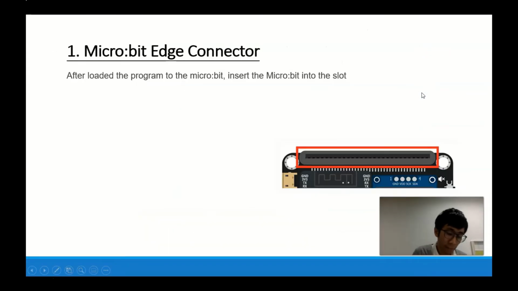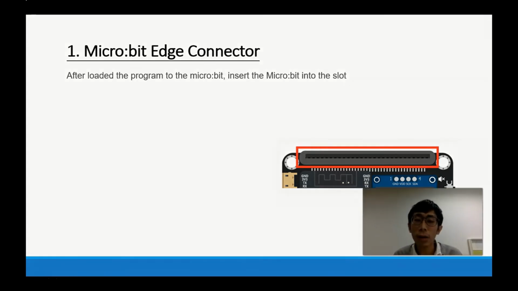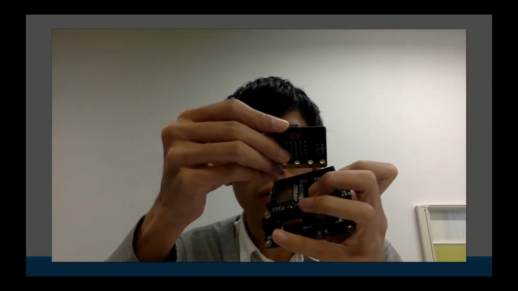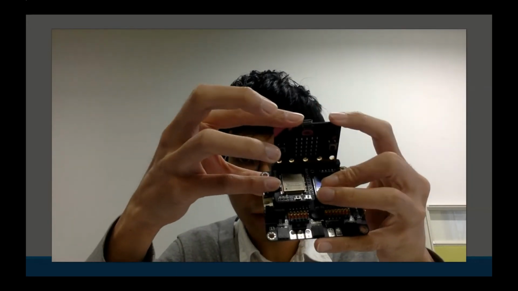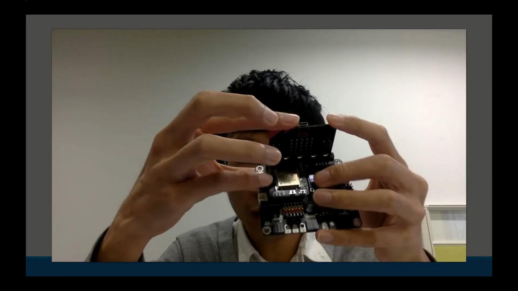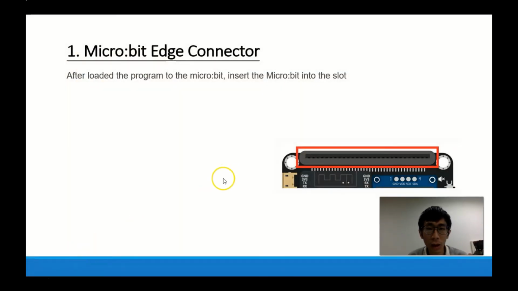Okay, let's start. The first thing, of course, is the micro:bit edge connector. When you insert the micro:bit on this IoT:bit, of course, this is for you to insert the micro:bit. I also want to give you some tips: when you insert the micro:bit, you can wiggle it left and right to insert it. It will be easier. Yep. So this is a micro:bit slot, the micro:bit edge connector for you to just connect it.